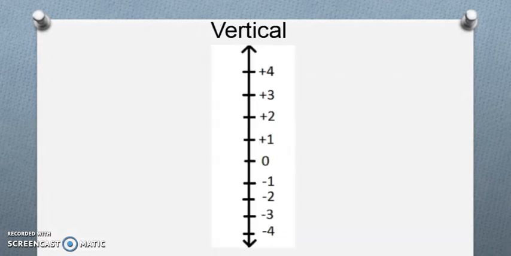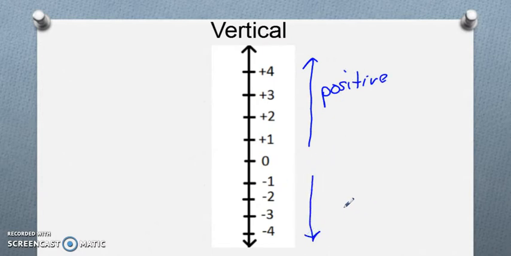A vertical number line is similarly set up. However, the numbers above 0 will be your positive numbers, while the numbers below 0, going down from 0, will be your negative numbers.